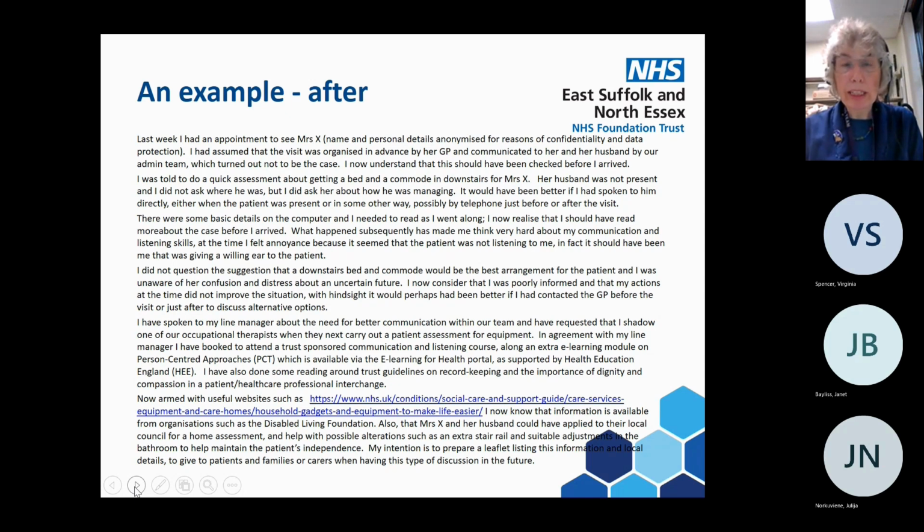They mentioned the visit was organised in advance by the GP. Whoops, that was an assumption, and communicated to her and her husband by the admin team, which didn't happen. So they now understand this should have been checked before they arrived. They were told to do a quick assessment about getting a bed and a commode downstairs, and they comment about the husband not being present, but mentioned they did ask how he was managing. So that's something that's positive. They would have been better if they'd spoken to him directly, either with the patient present or before.